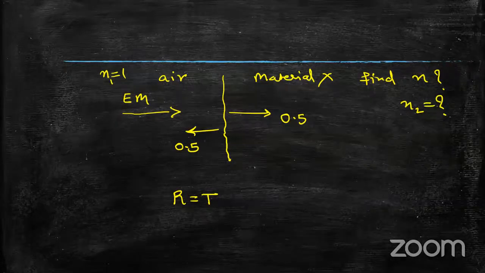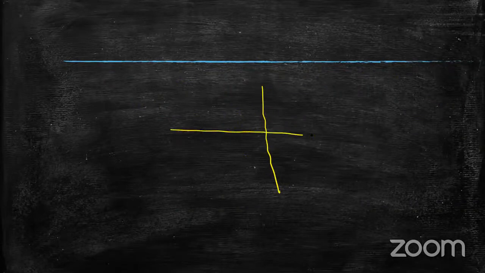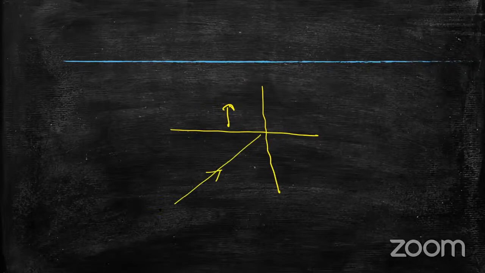Is it clear? Next time we'll take a more generalized case. Previously we had an electromagnetic wave which has a component only parallel to the surface. Now we'll look at components which are not parallel to the surface, or transmission which is not parallel. So you have an electromagnetic wave coming at a particular angle. What happens to them? That we'll see next time. Okay, so I'll stop here.